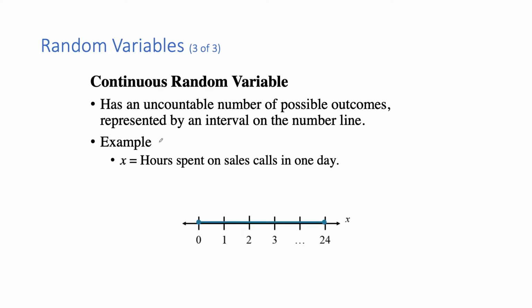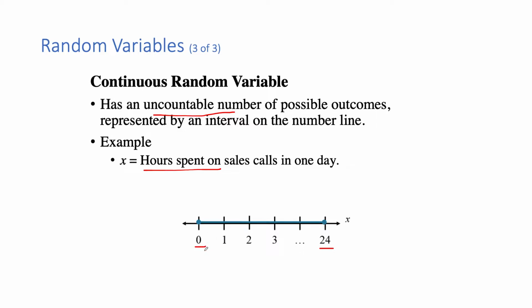The other version of random variables is a continuous random variable, right? A continuous random variable is a random variable where the number of outcomes is uncountable, right? There's an infinite number of values that X can take. So for instance, if you consider the hours spent on sales calls in one day, there are limits on it. The lower limit is 0, you can spend 0 hours making sales calls, or you can spend the entire day, which is limited by 24 hours. But anything in between 0 and 24 on this number line is a possible value, right?